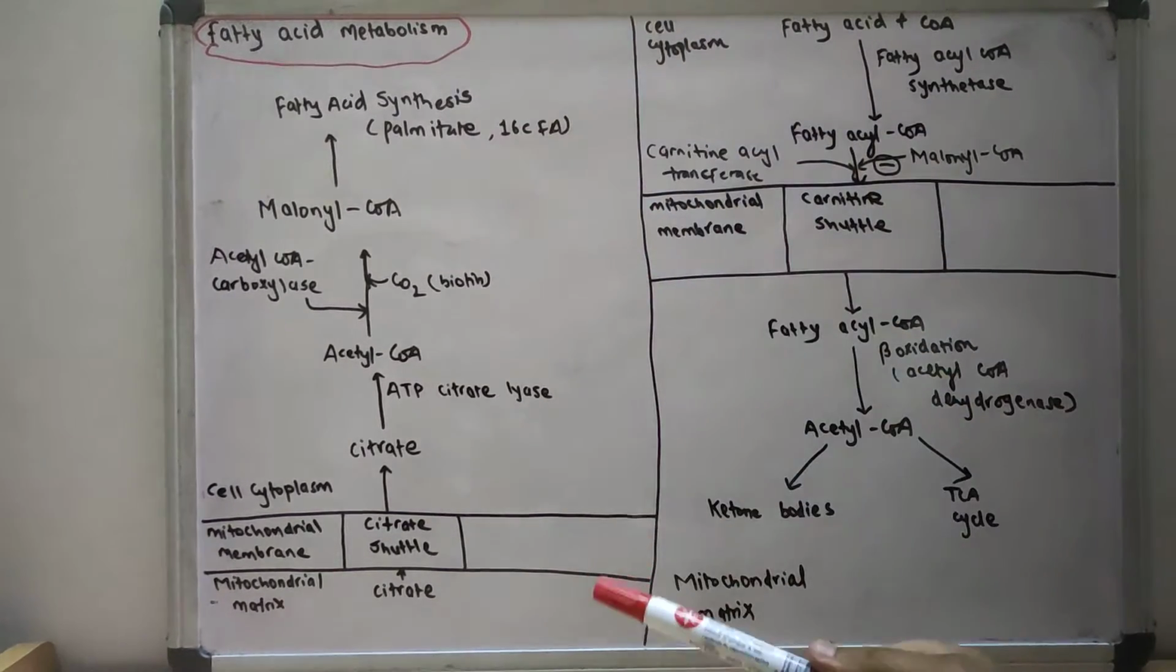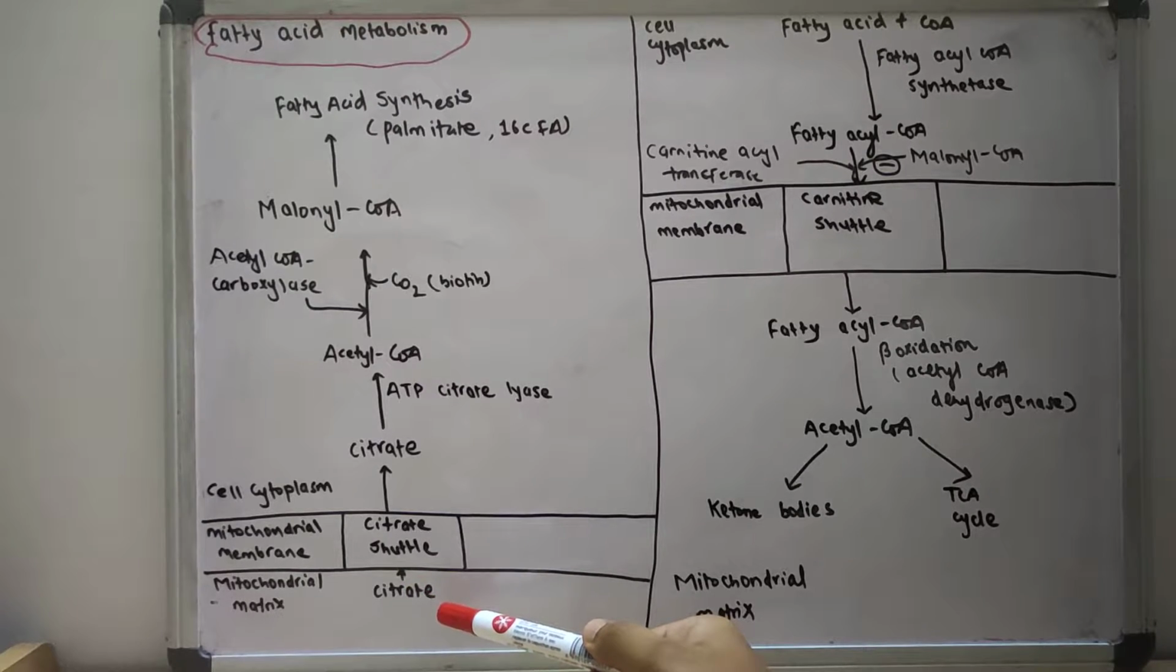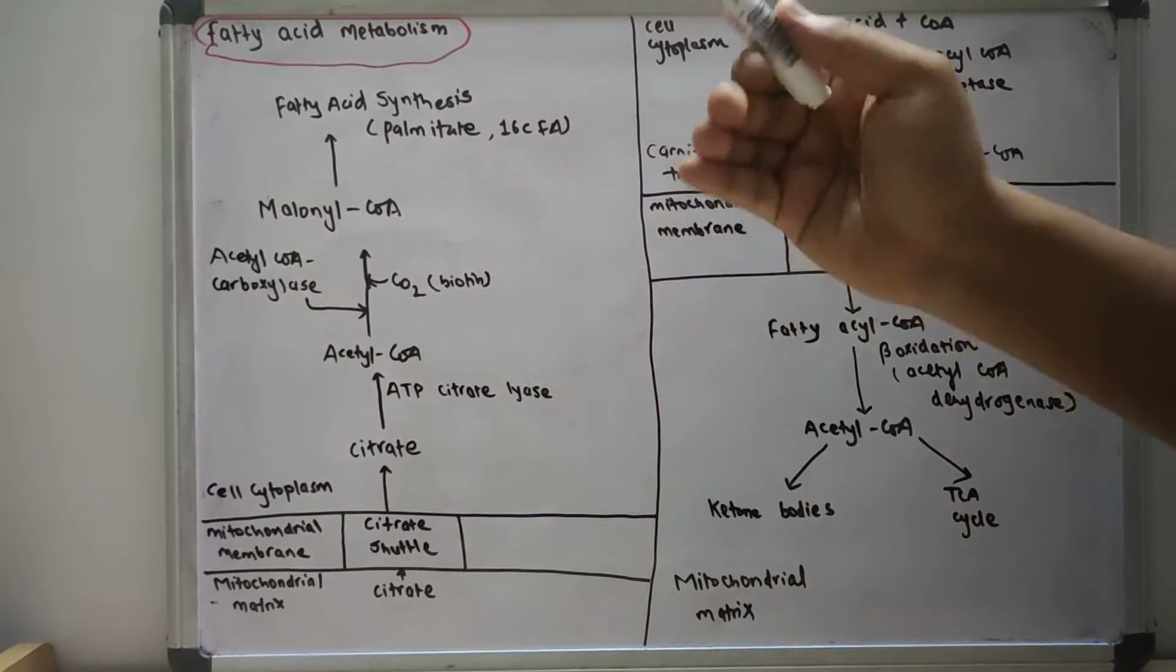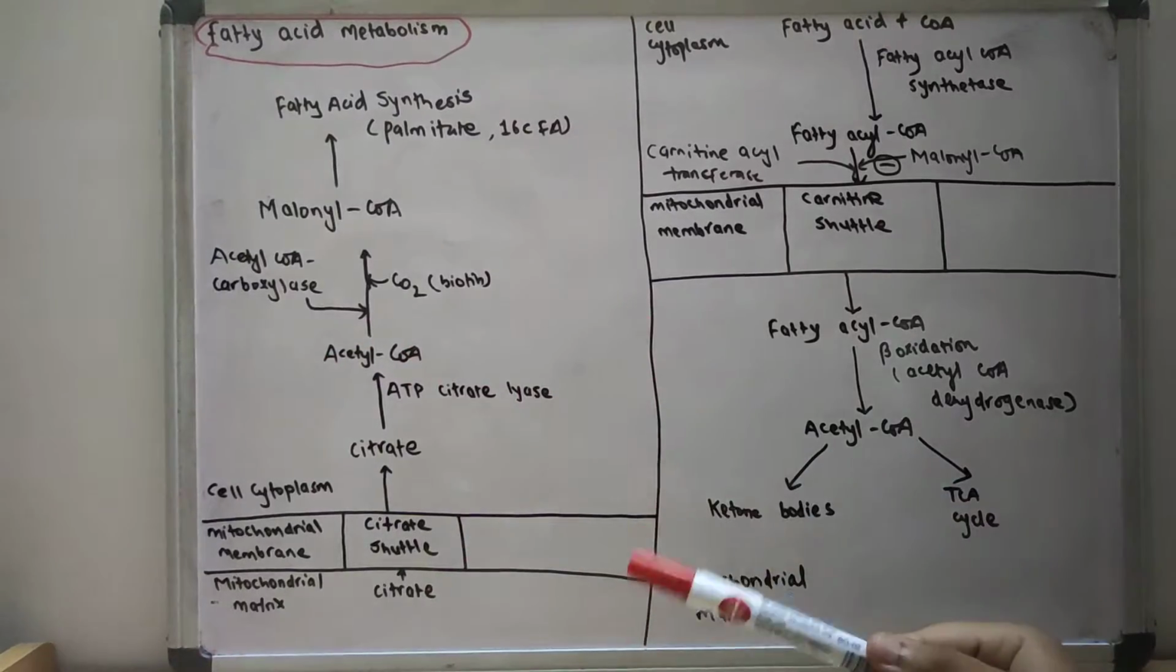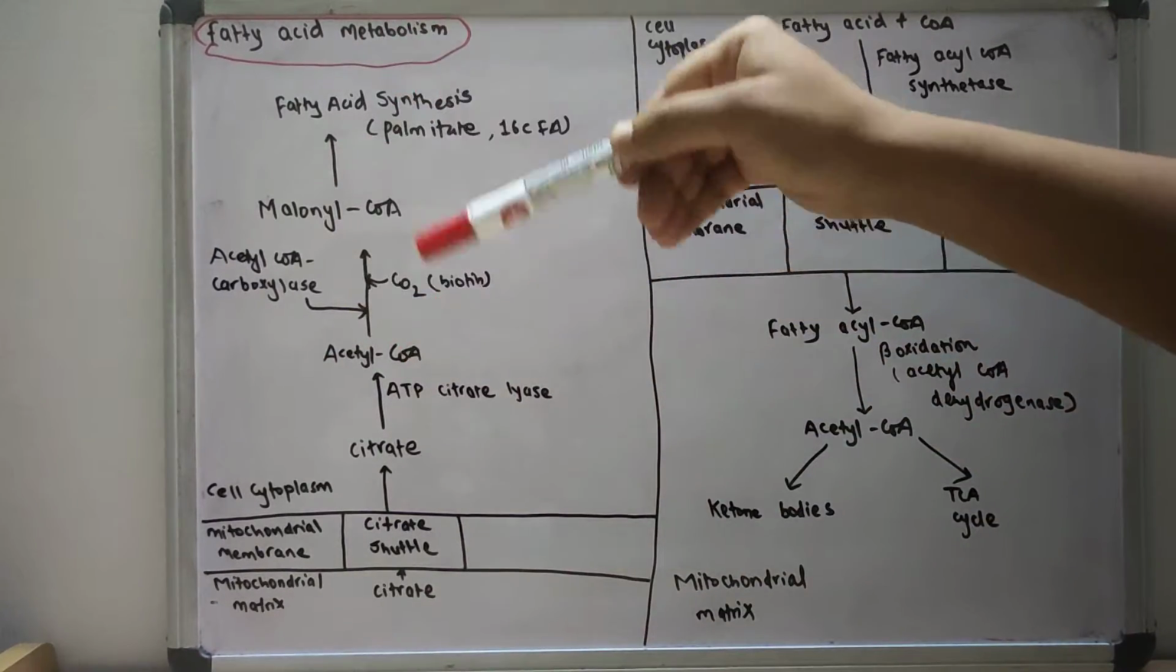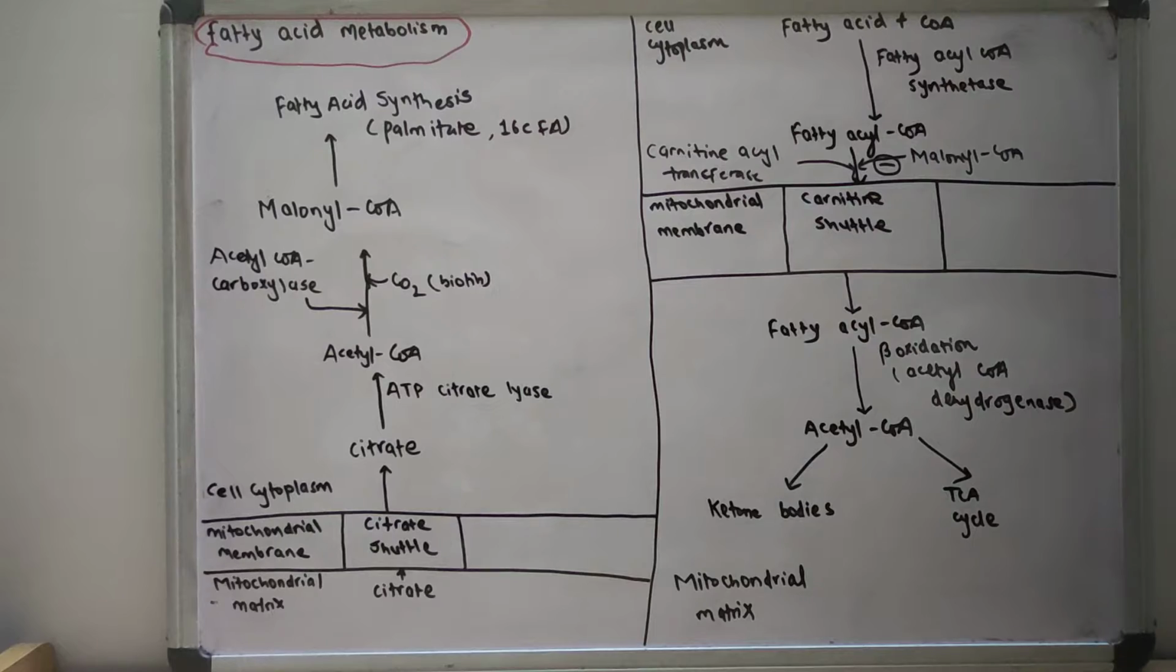Fatty acid synthesis requires citrate that comes from the TCA cycle, and that citrate is transported to the cell cytoplasm with the help of the citrate shuttle, and all the other synthesis of the fatty acid occurs in the cell cytoplasm.